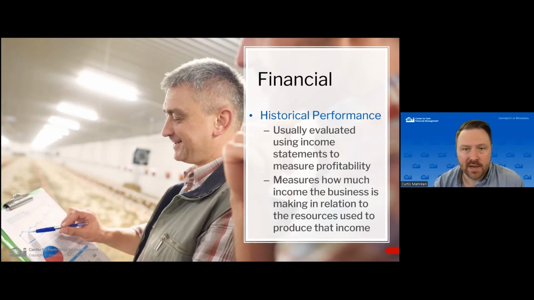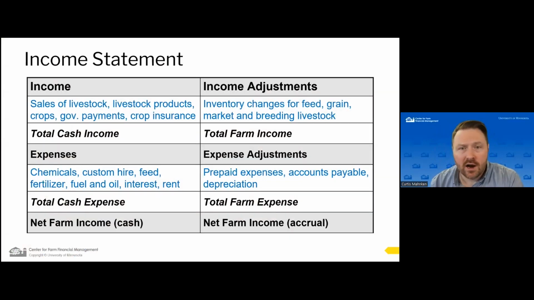But really what we're measuring here is how much income the business is making in relation to the resources or money that has been used to produce that income. So as we start looking at ratios, that's a lot of the things that we do here. We're looking at what percentage of your gross revenue was paid out to operating expenses, for example.